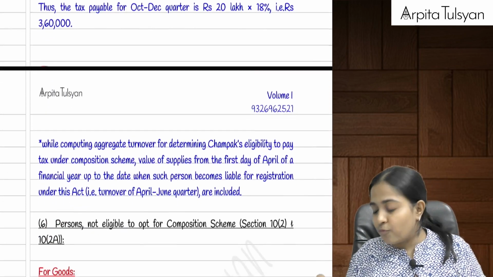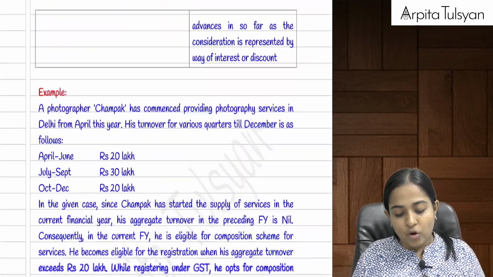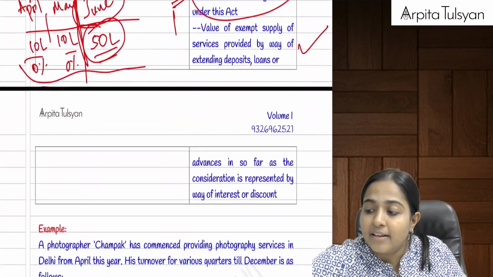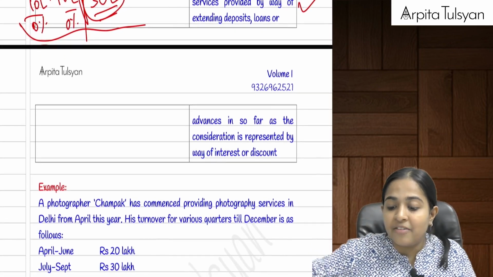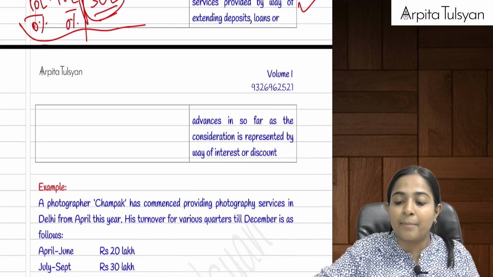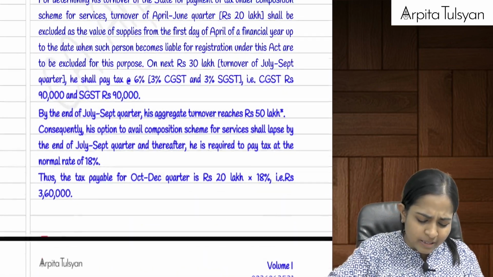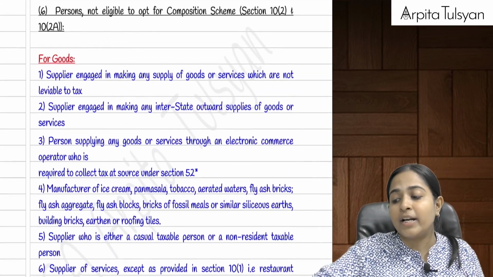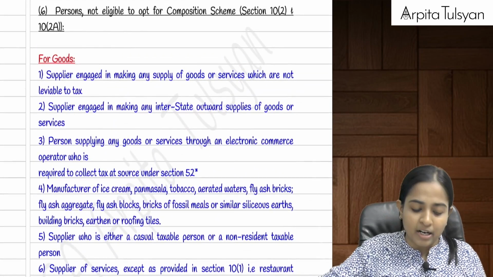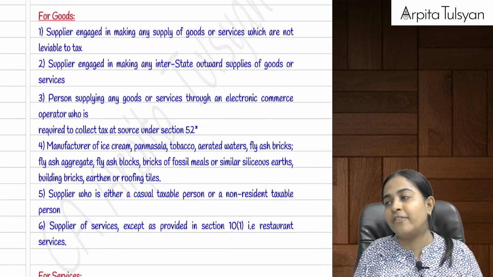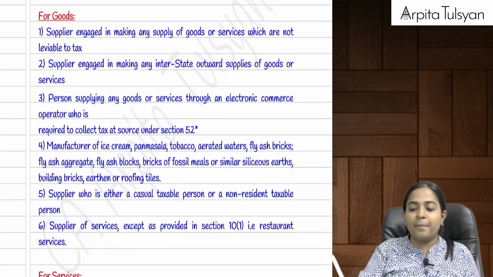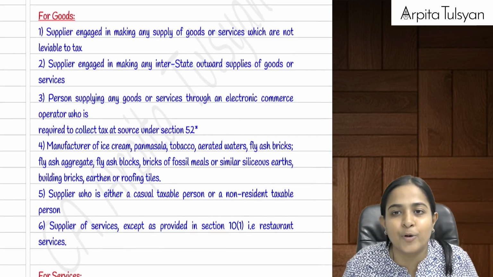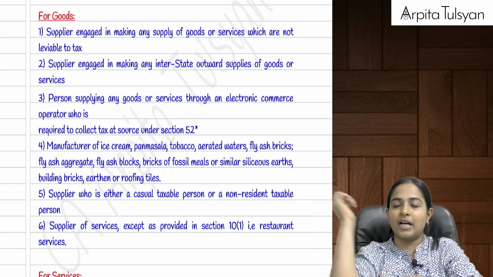So this was all about our composition scheme, where we studied section 10.1, section 10.2 and section 10.2a. Now a few other points. First of all, the persons who cannot come under composition scheme: any person who is engaged in supply of such goods or services which is not liable to tax. If not liable to tax, you cannot come under composition scheme.